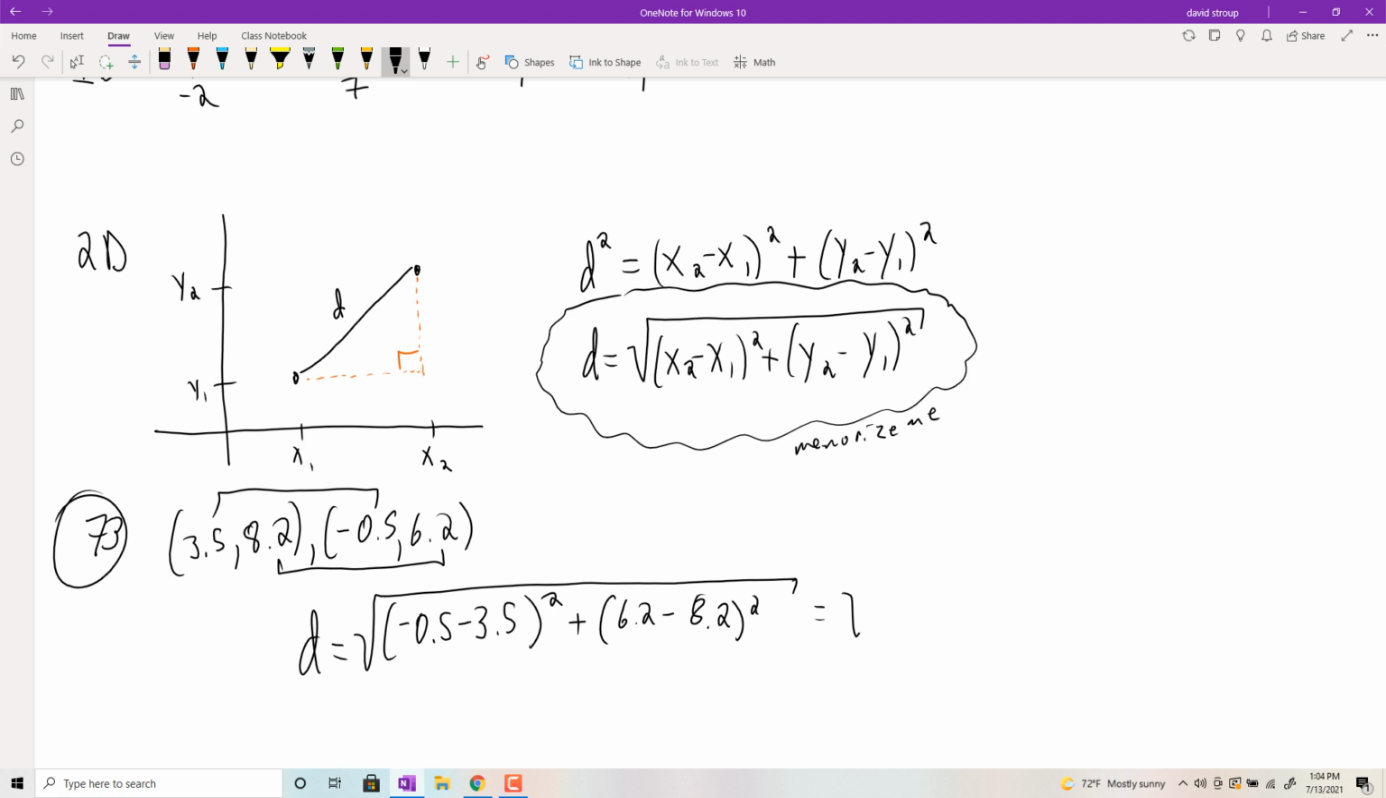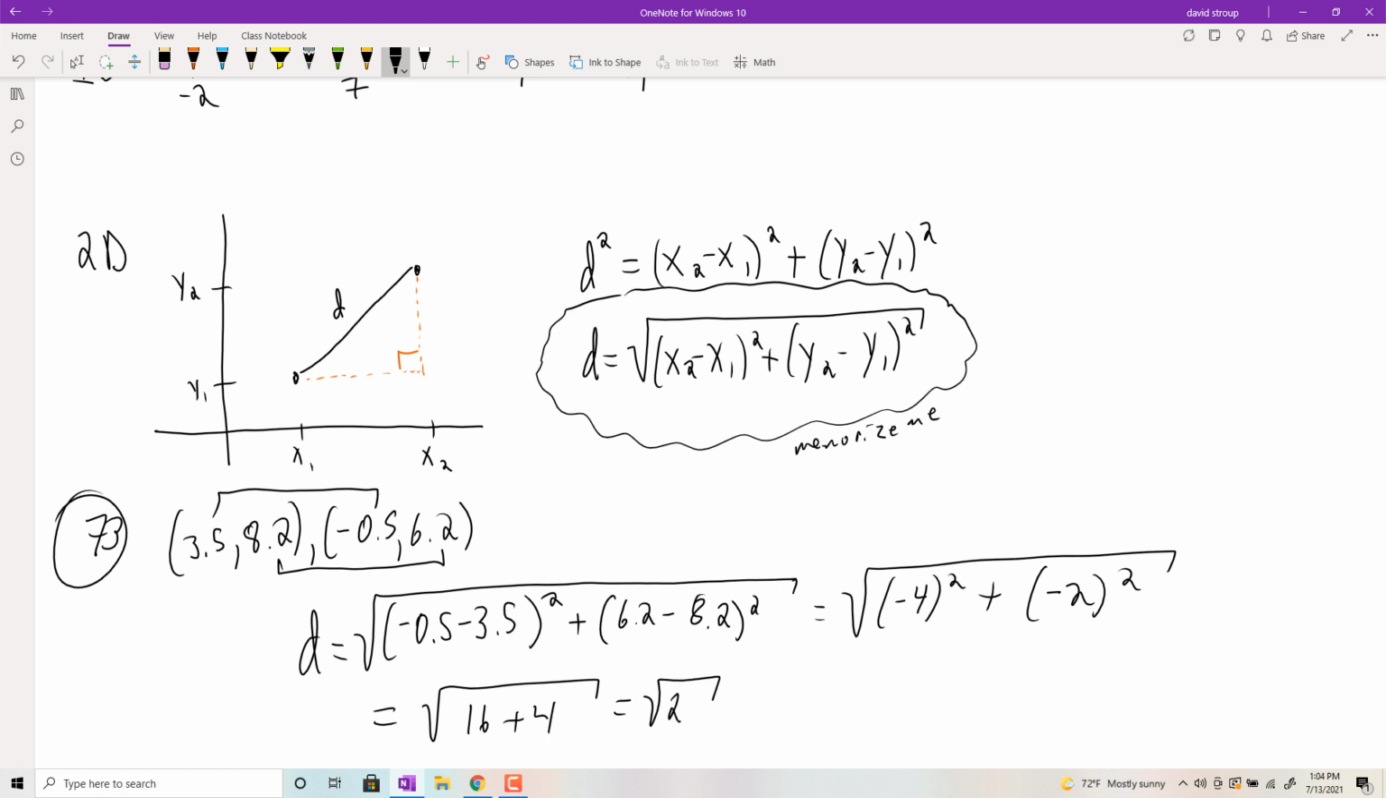So this will be the square root of -4 squared plus -2 squared. That'll be the square root of 16 plus 4, which of course is the square root of 20, which is 2 root 5.